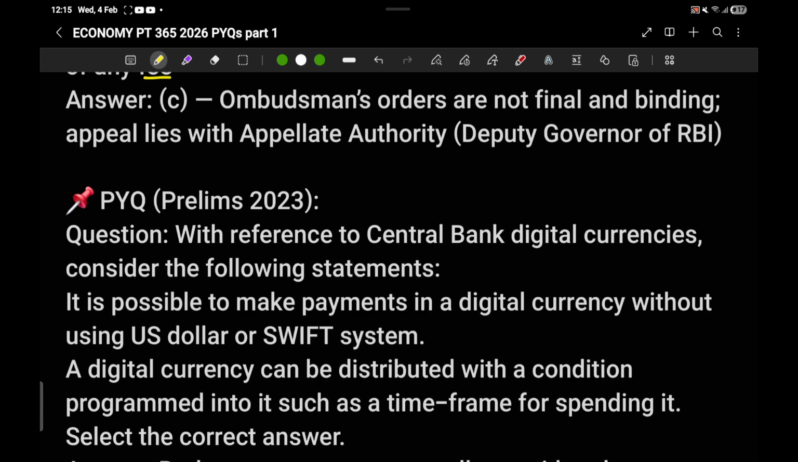2023 prelims, they have asked, with reference to central bank digital currency, consider the following statements. CBDC, I told you, there were two to three questions back to back they have been asking. Statement A: It is possible to make payments in digital currency without using US dollar or SWIFT system. Statement B: A digital currency can be distributed with a condition programmed into it such as a time frame for spending it. So the digital currency can be programmed, it means.